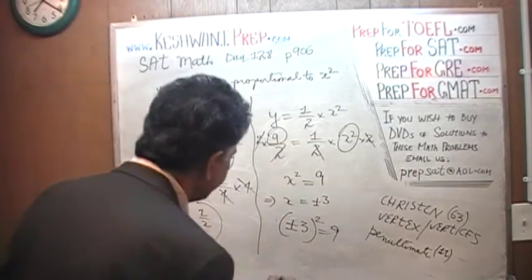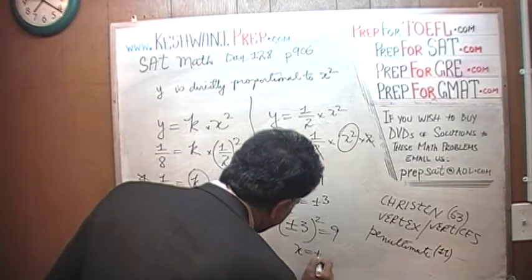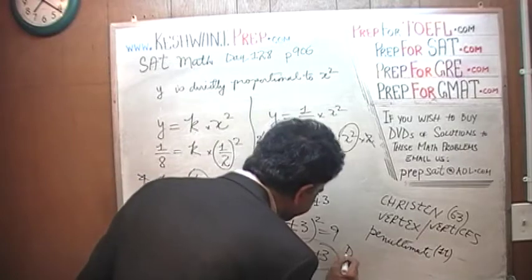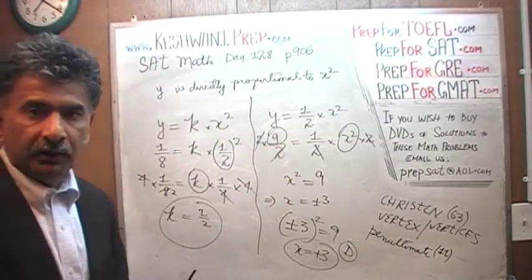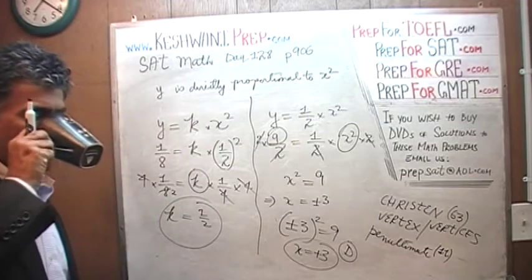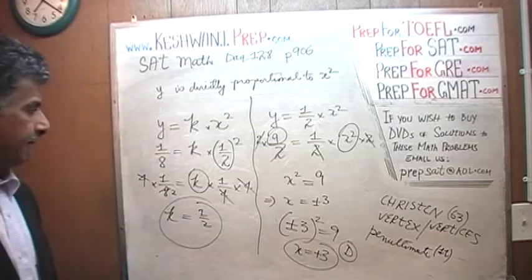So x equals 3. We are not interested in the negative value, we are interested in the positive value, x equals positive 3. And that answer choice is D. That is D. Let's move on then, number 13. Problem number 13.